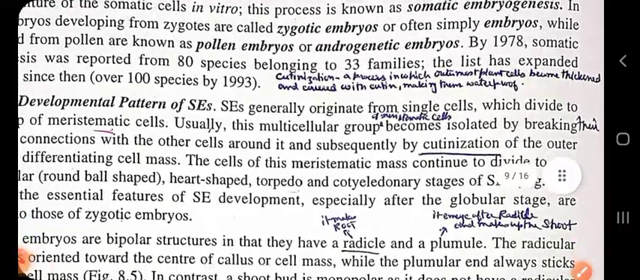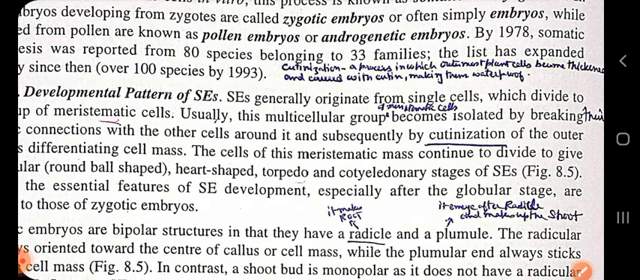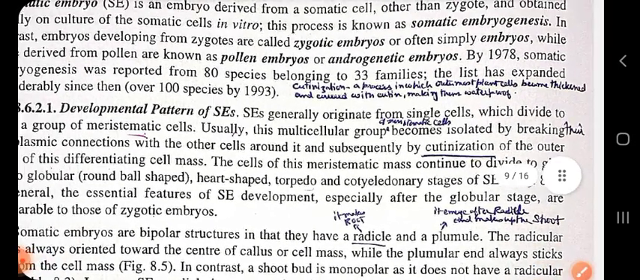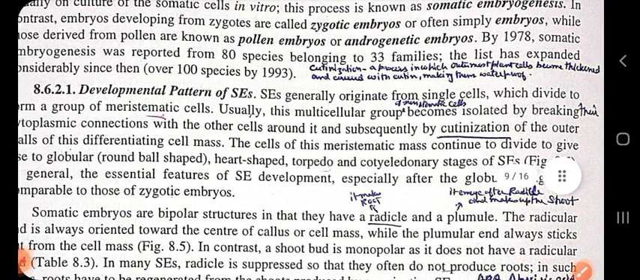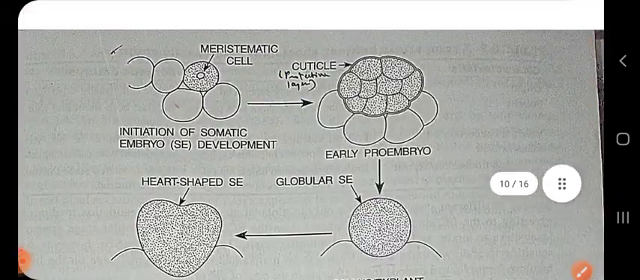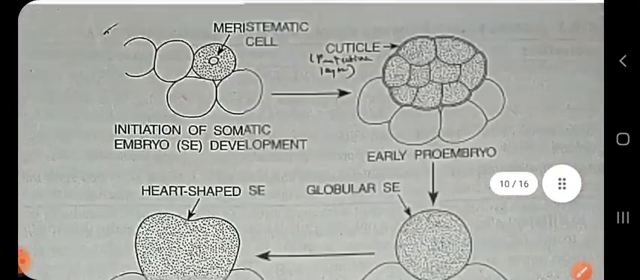Now the cells of this meristematic mass will continue to divide and give rise to different shapes, like globular shape, heart shape, torpedo shape, and the cotyledonary stage of somatic embryos. On the next page I'm going to show you the diagram so you can understand this part.